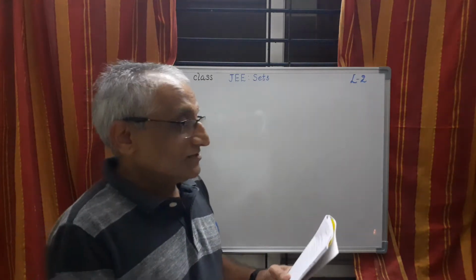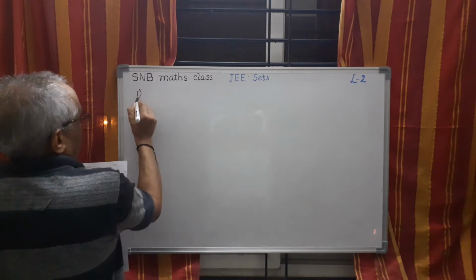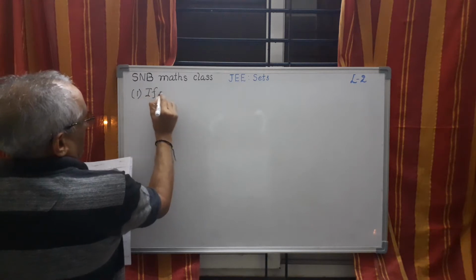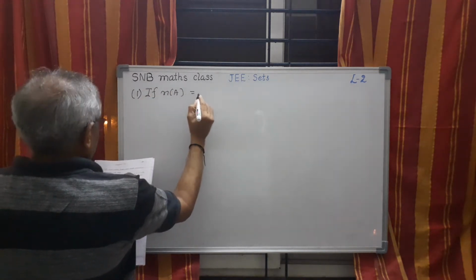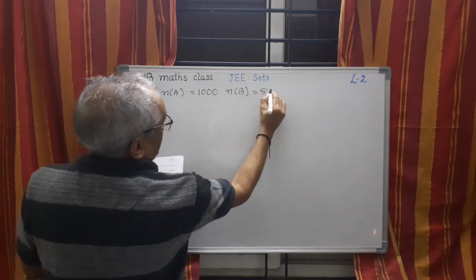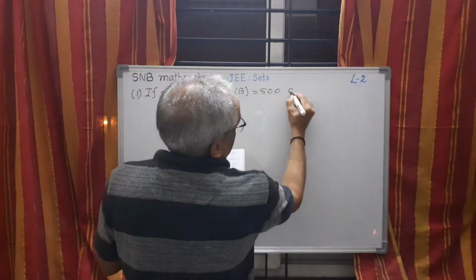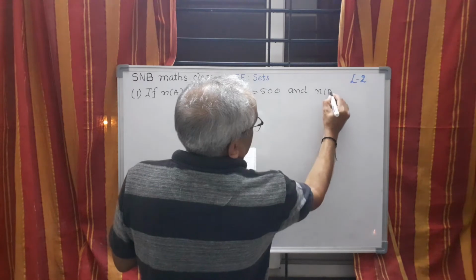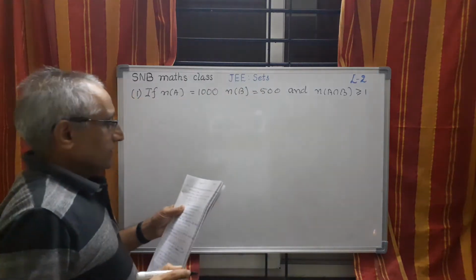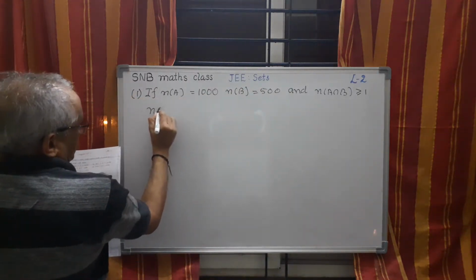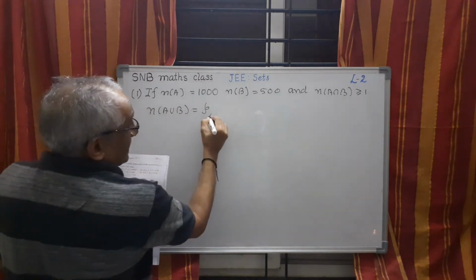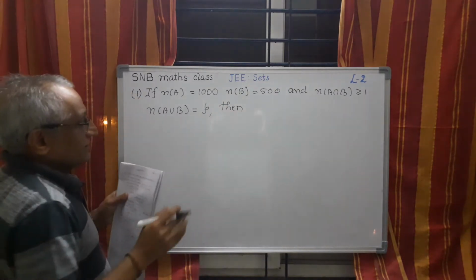So let us take the first question. If number of A equal to 1000 and number of B equal to 500 and number of A intersection B is more than or equal to 1, then number of A union B equal to P, small p. So these are the conditions given.